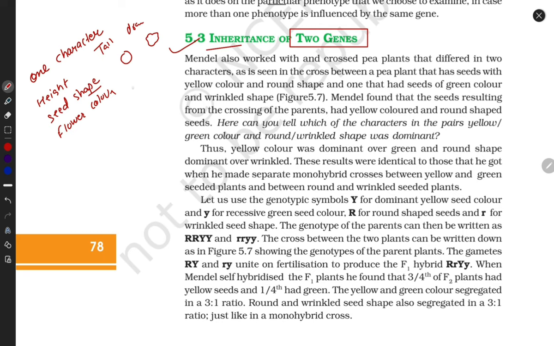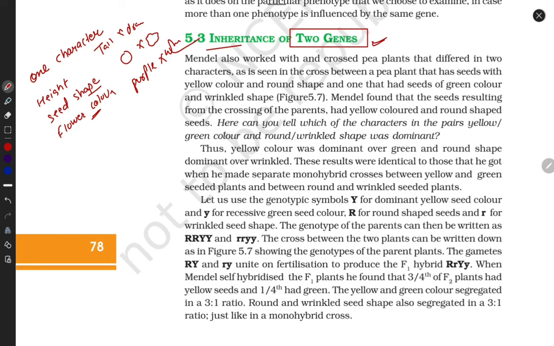Or the color of flower, what is it? It may be purple and it may be white. That time we take only one character. We cross between them. Now, let's begin.